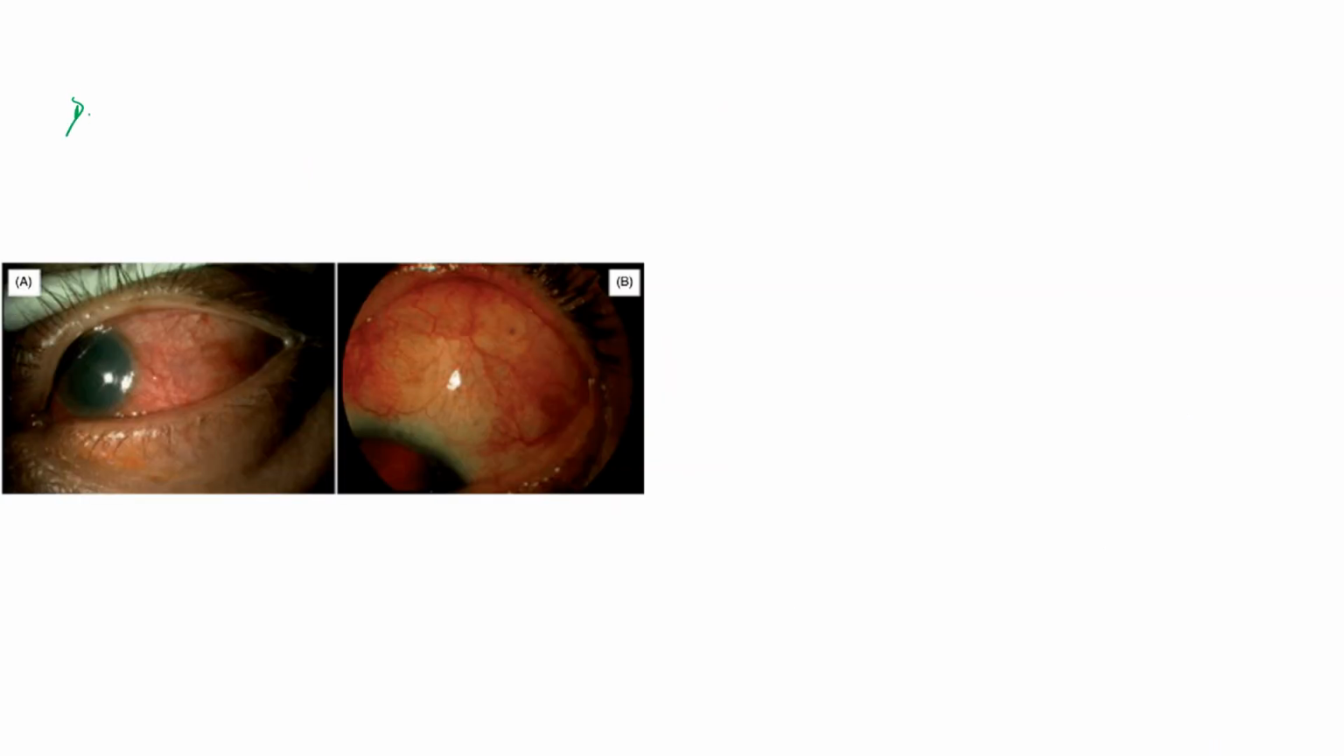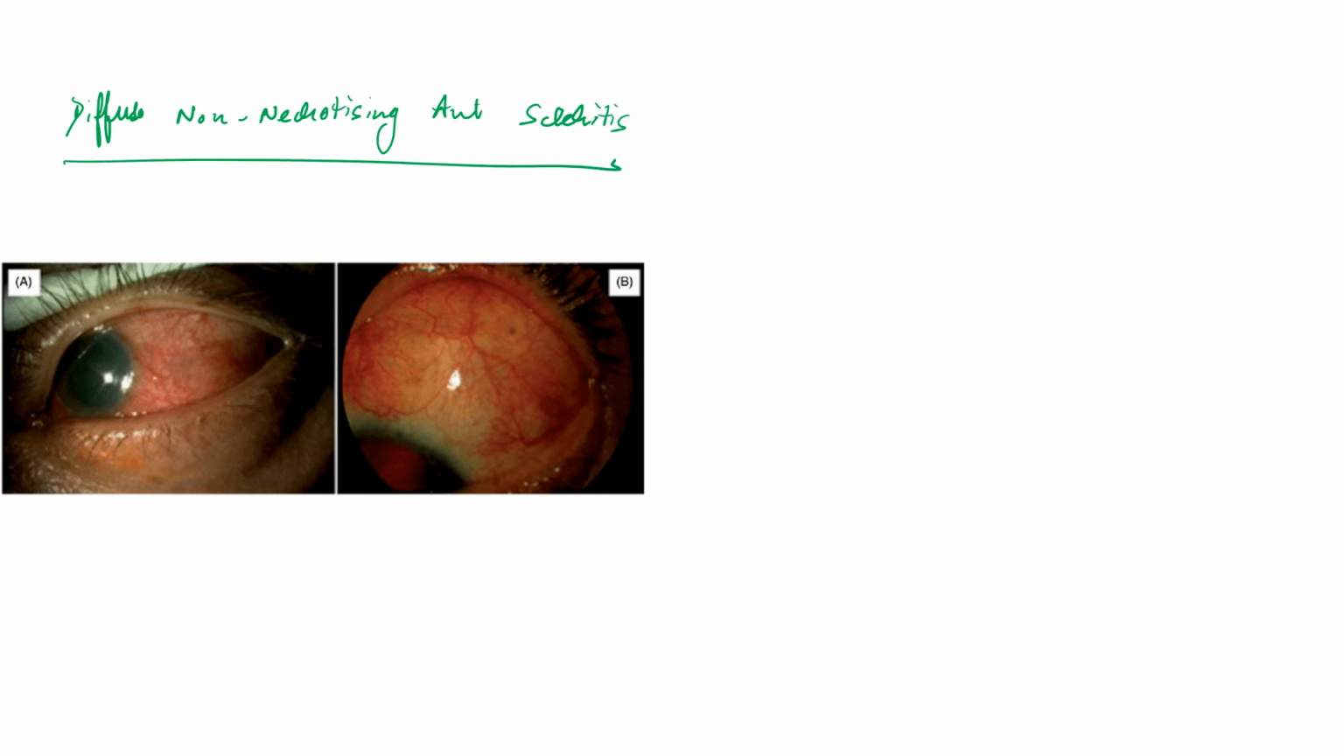These images show diffuse non-necrotizing anterior scleritis. Remember, scleritis differs from episcleritis in that cornea and uveal tract are involved in case of scleritis. Also, scleritis can lead to the formation of ciliary staphyloma.